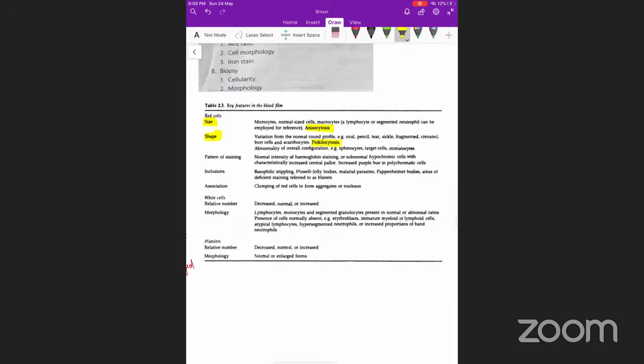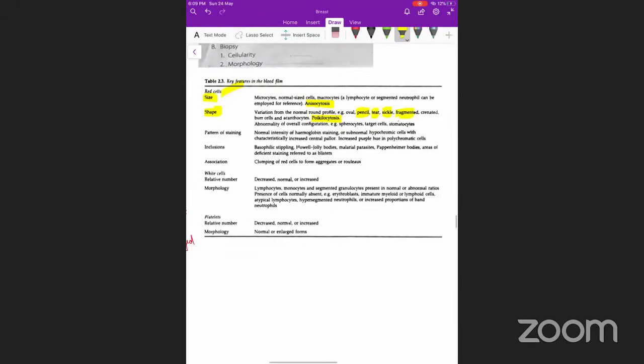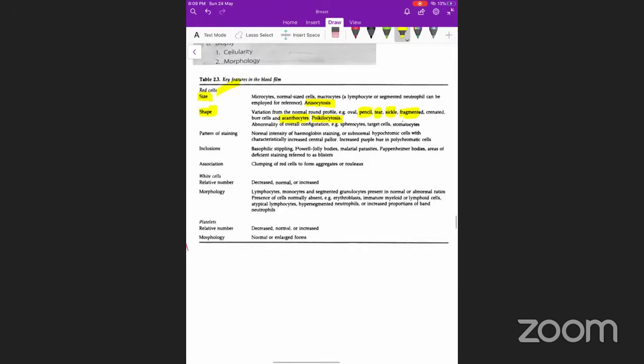Then through size, we can make out whether it is microcytic, macrocytic, or normocytic. And you can have variation in the shape of the cells. Pencil-shaped cells, tear-shaped cells, sickled cells, fragmented cells, all these things, various shapes. Acanthocytes, where are they seen? Anyone? We'll anyway deal with each individual aspect. Acanthocytes, where are they seen?